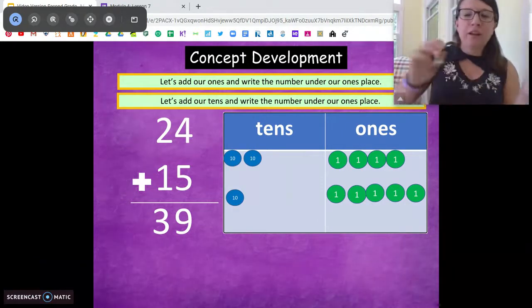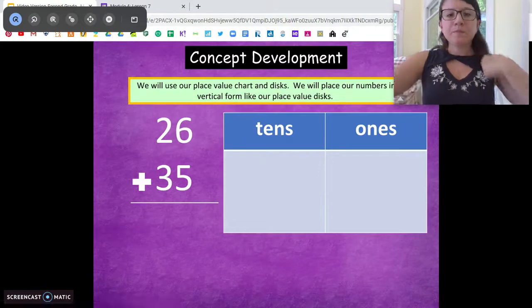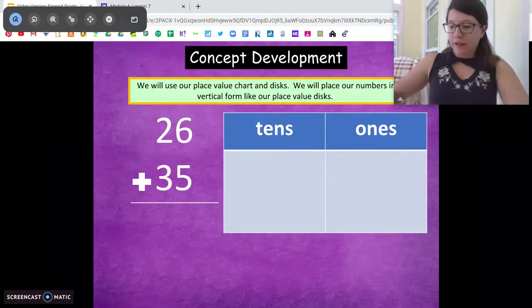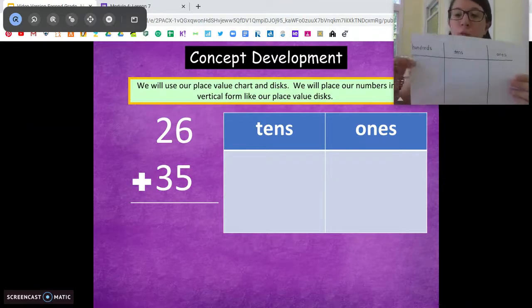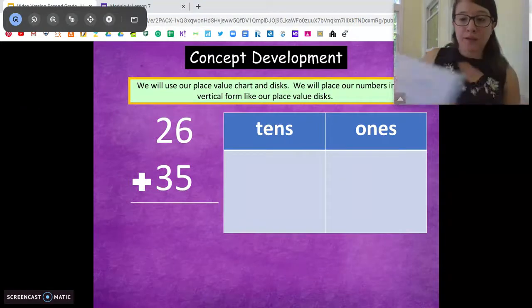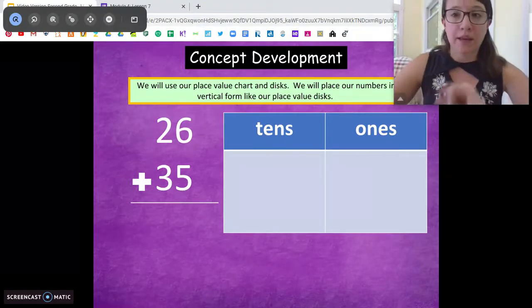Excellent job. All right, clear your board. Let's try another one. Okay, on your place value chart, I want you to show me 26 on the top and then 34 on the bottom. Show me that with your place value discs. Pause and do that now. I'm going to make it on my board too.